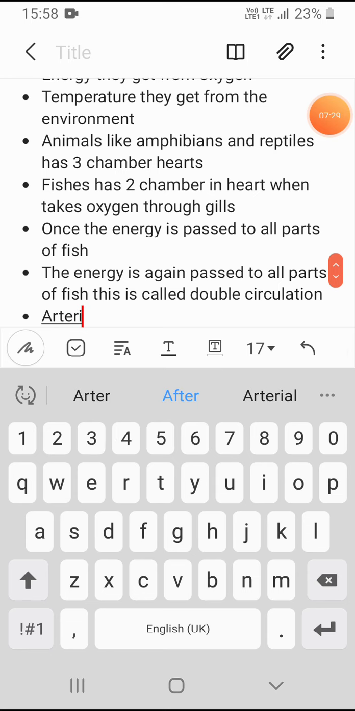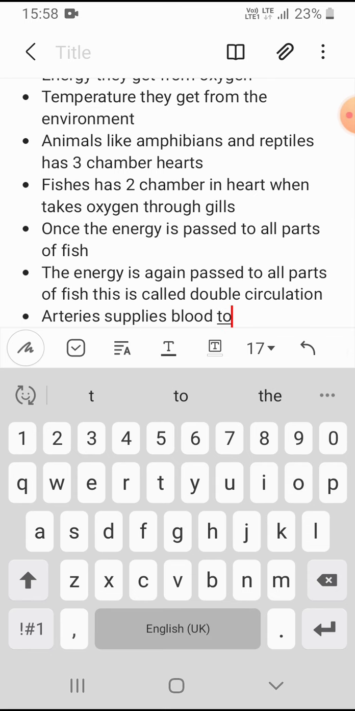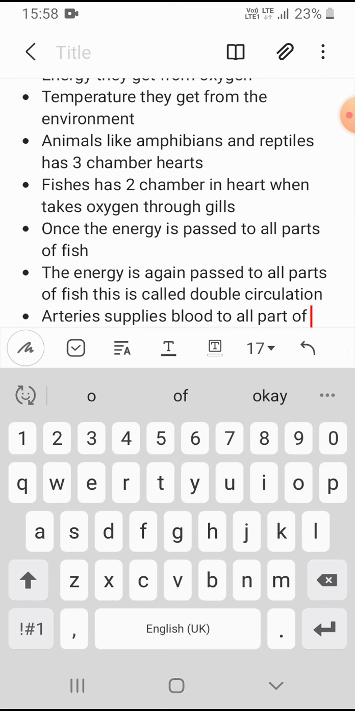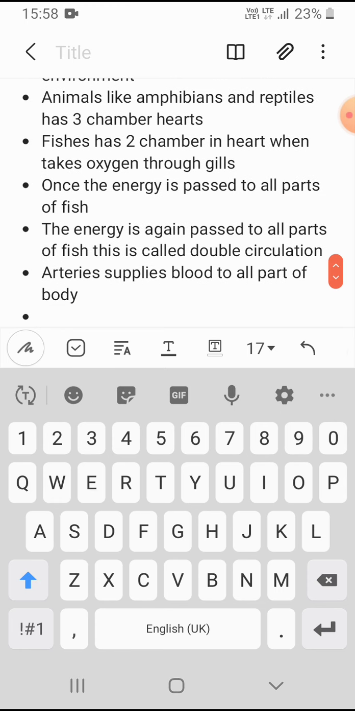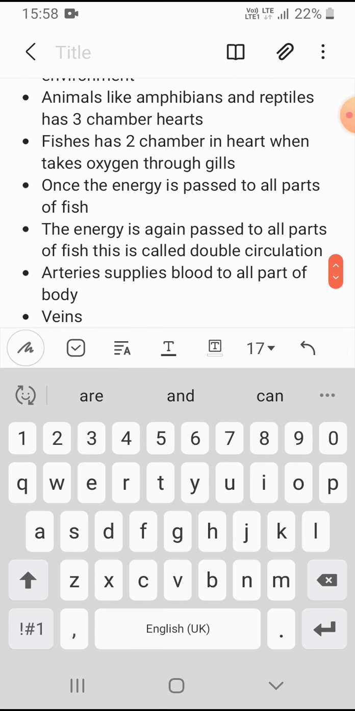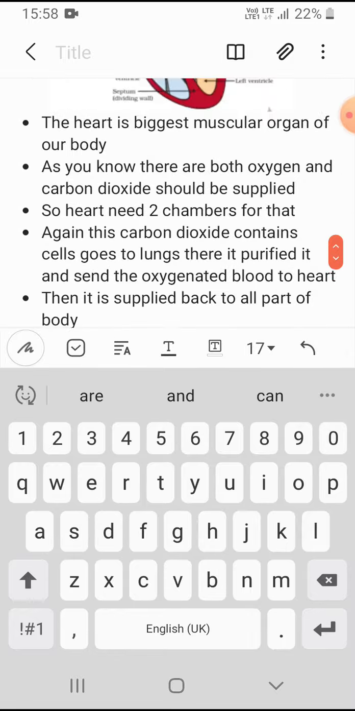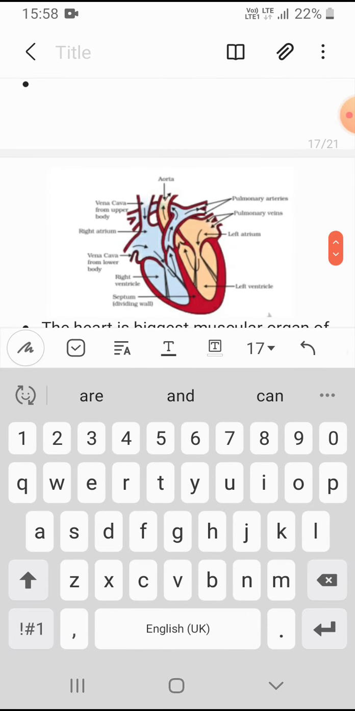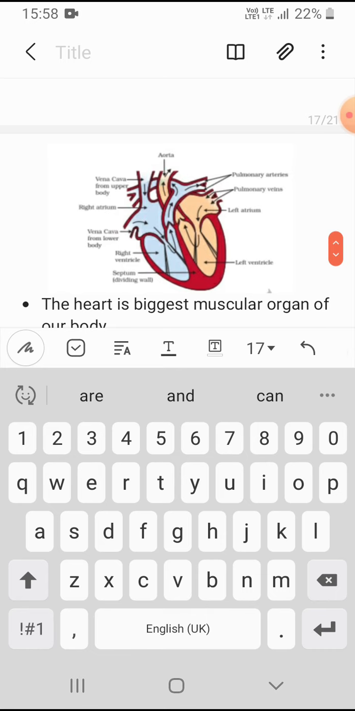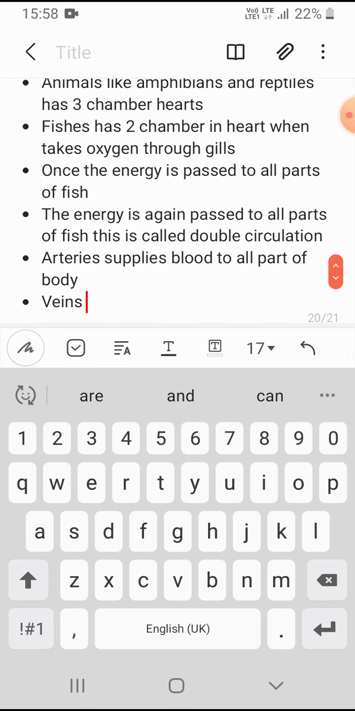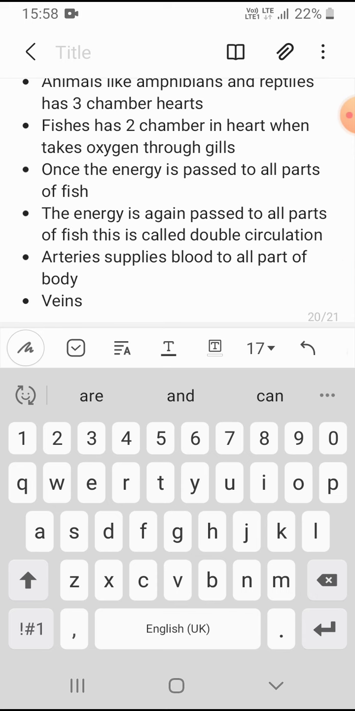And arteries supply blood to all parts of the body. Artery and veins, I am telling about the human body. Artery supplies blood to all the parts of the body. And veins bring the blood back to the heart.